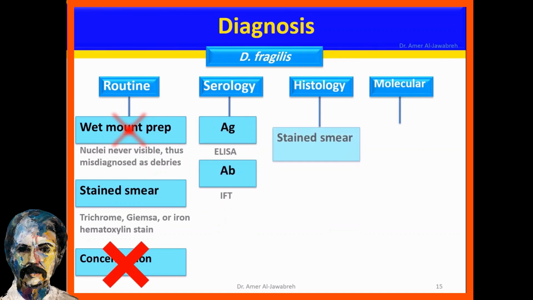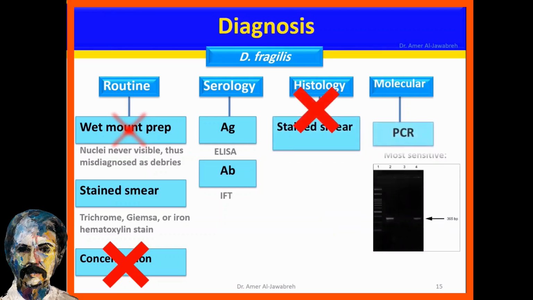Antigen, antibody. You might detect antigen with ELISA, but antibody, it is pathogenic, but doesn't invade the intestine to the blood and other organs, so that antibodies are formed. So antibody serology, not very well used. Histology, stain smear, no. PCR is, yes, most sensitive. Therefore, if I were you in a lab, we make stain and then we do PCR.